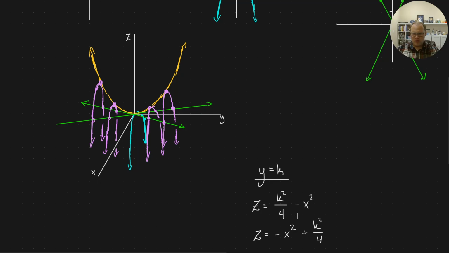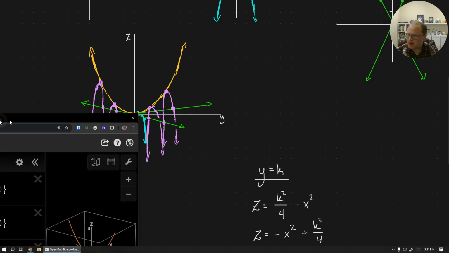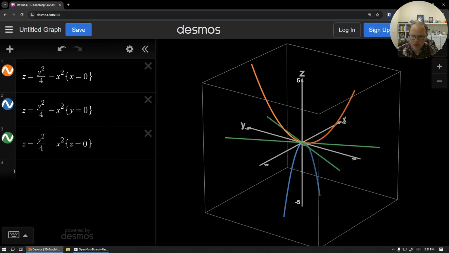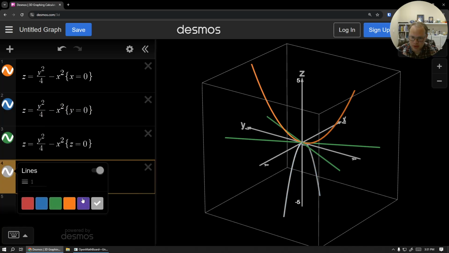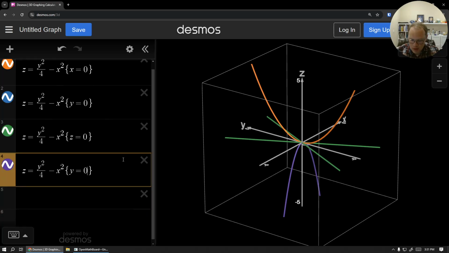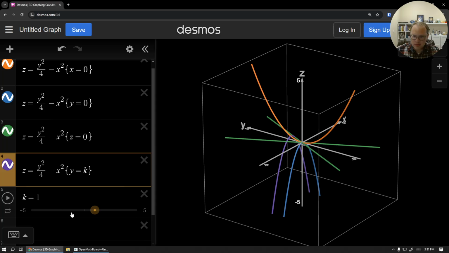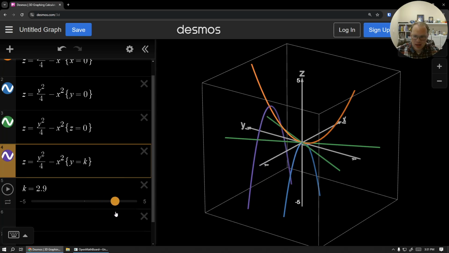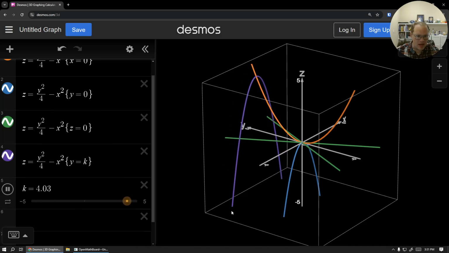Okay. So hopefully you can see what's going on now, more or less. It'll help if I recreate it here. So let's take this one. Do I have a purple? I do. And I want y equals k. Okay, let's just animate it, so it will trace out that path. And you get an idea of what's going on.